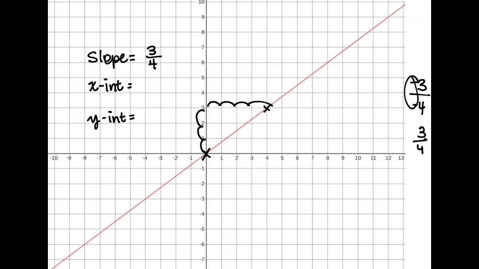The x-intercept is at 0, and so is the y-intercept. So the equation is y equals 3/4 x.